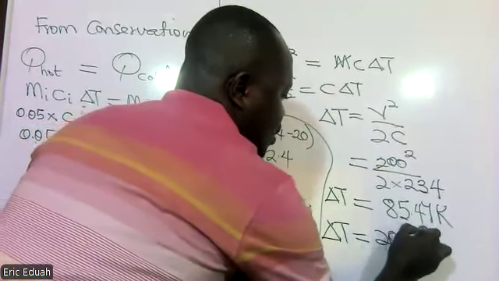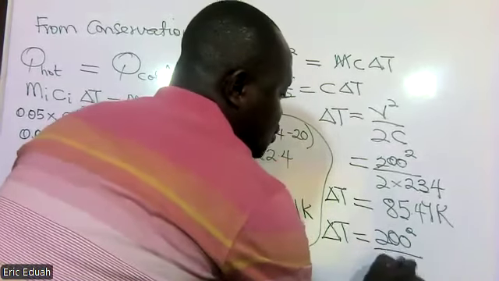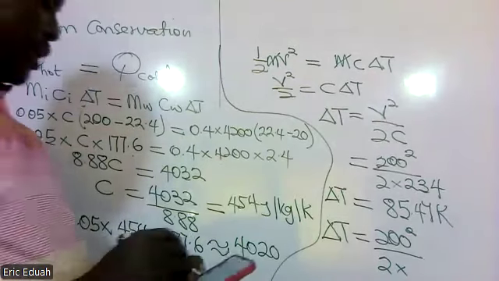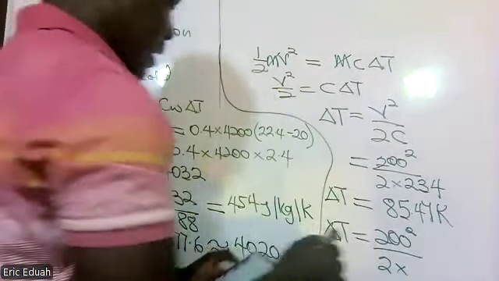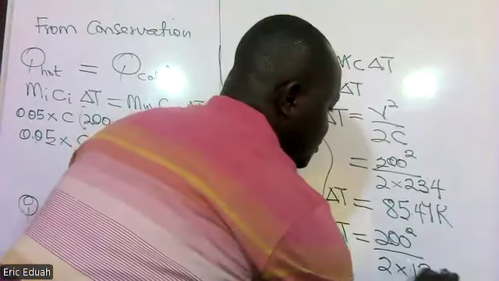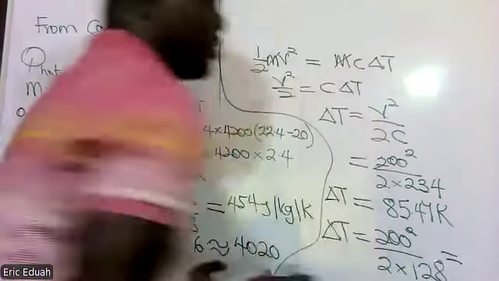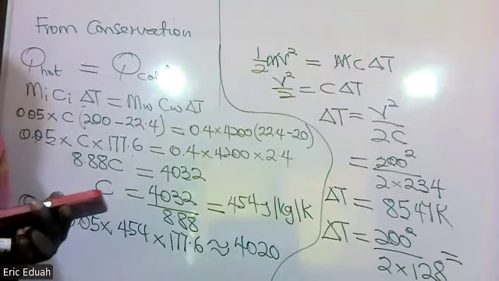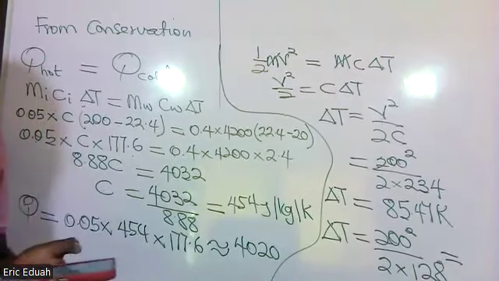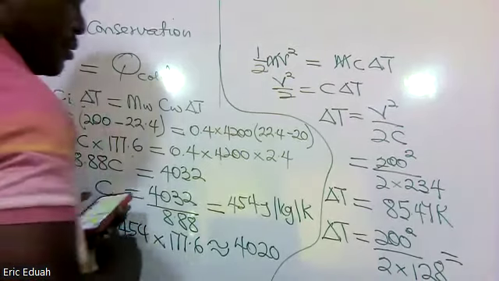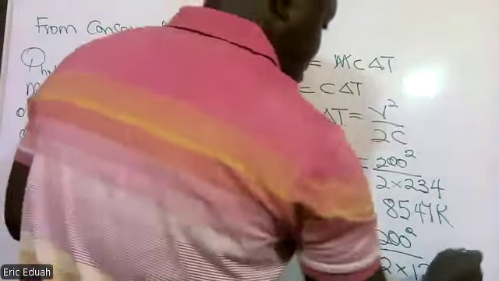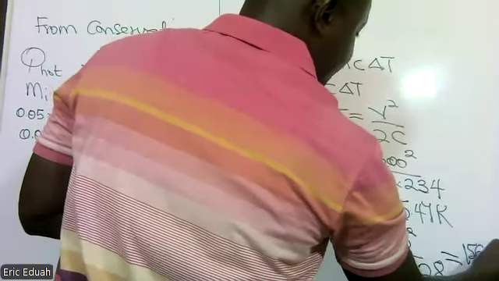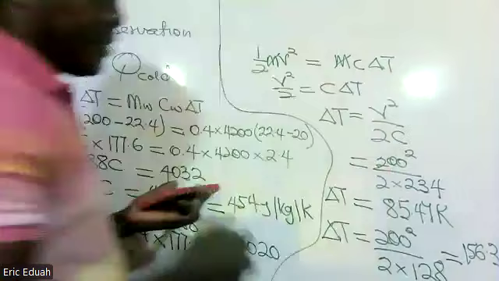So 200 squared divided by 2 times the specific heat capacity of lead, 128. So that would make the difference. And what is that? Calculate delta T in this case for me. 156.25 Kelvin.